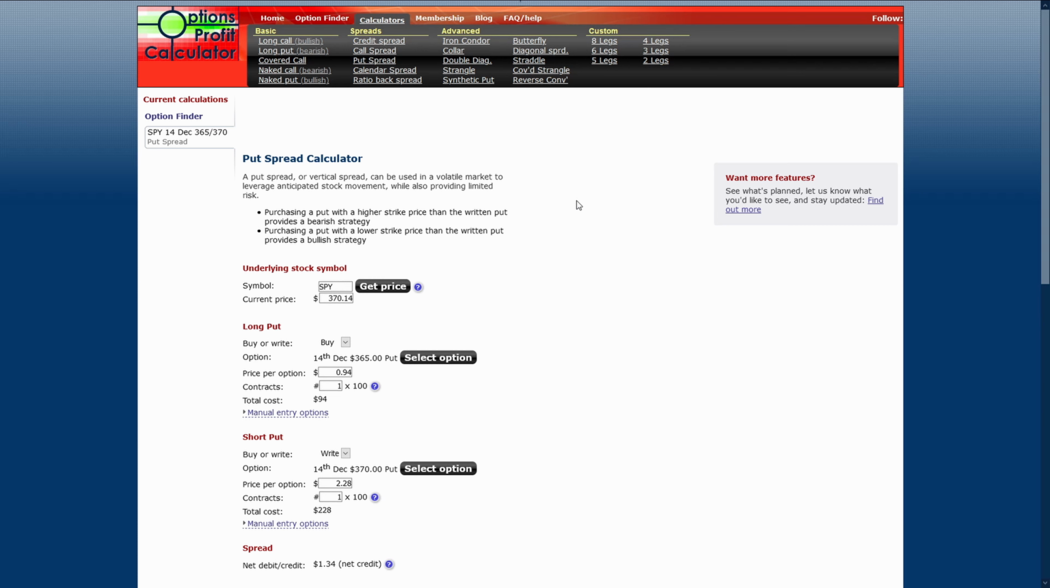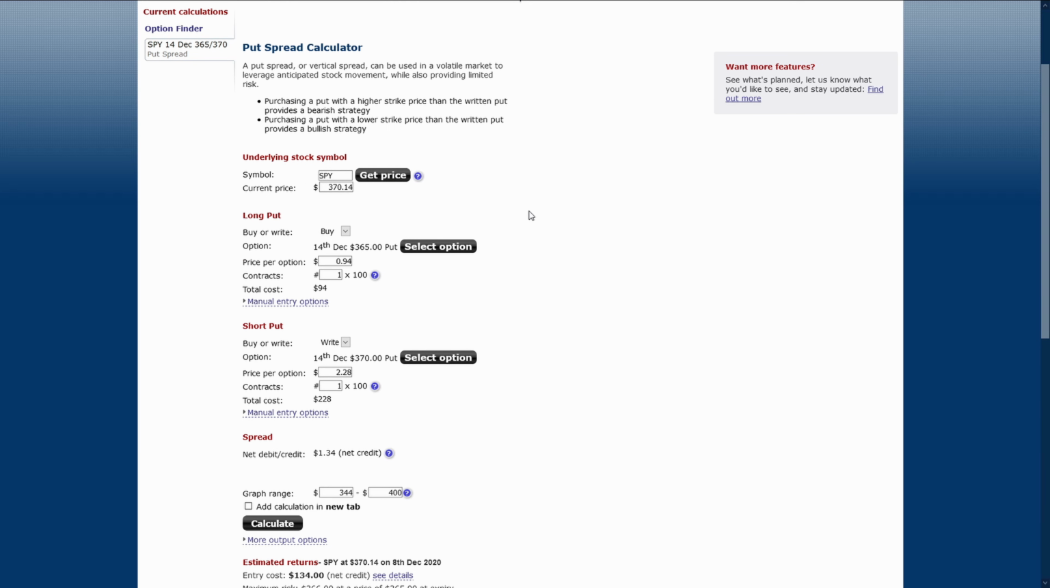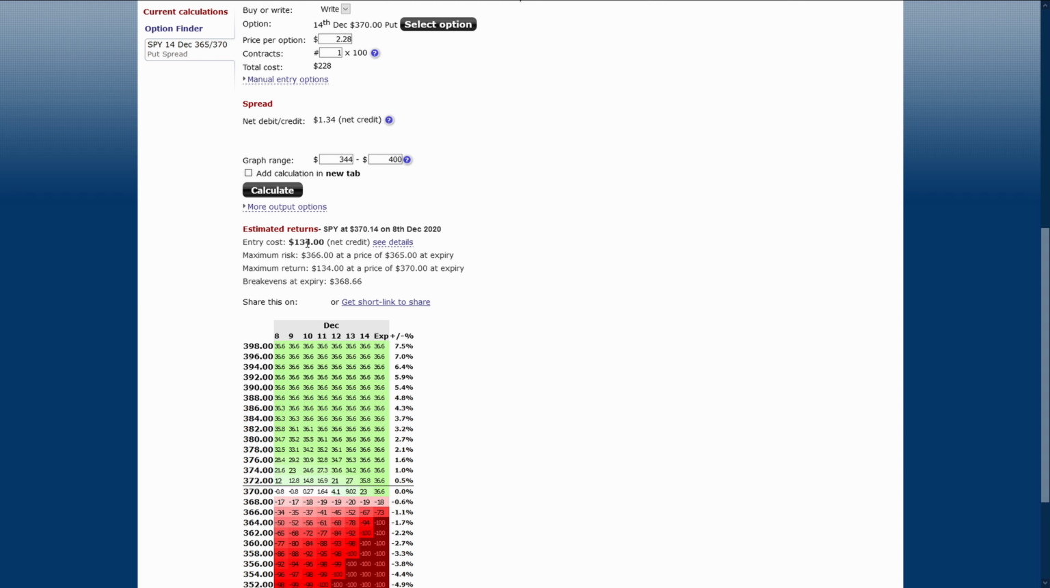SPY obviously follows the S&P 500, so it's a great predictor of market health. It's a very useful metric and a very safe ETF generally. And what I have here is a very basic spread, expiring December 14th with our sell leg at 370 and our buy leg at 365. So obviously, that's a difference of $5 times 100. That's $500 you're putting at risk. But you're going to be making $134 in premium, so your maximum risk is actually just $366.